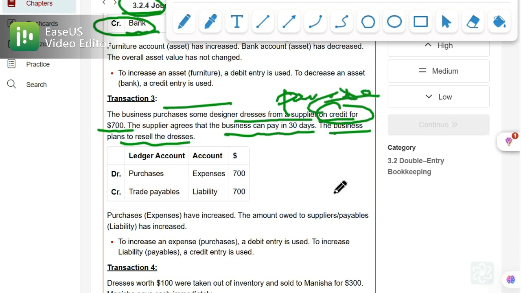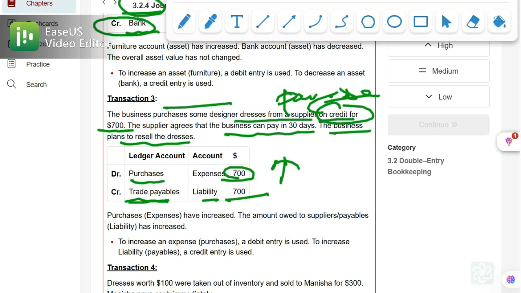So increase in expenses will be debit, increase in liability will be credit. So this is all about the things which you have purchased. It means that you buy goods, dresses, and that was $700 on credit. Now debit purchases 700 because expenses increase. Credit trade payable 700. You will have a liability, you have a payable to the supplier, and that is the solution of this transaction.